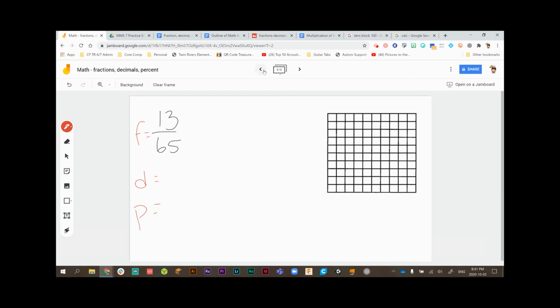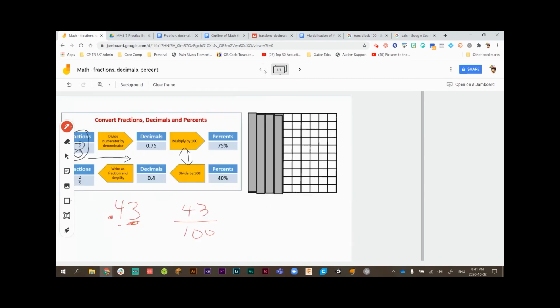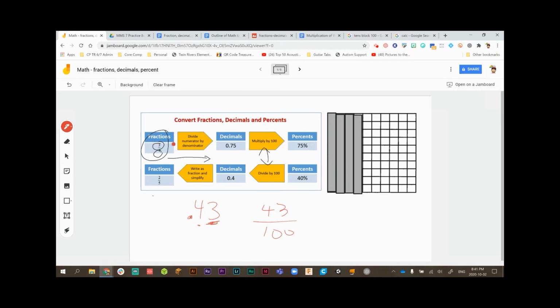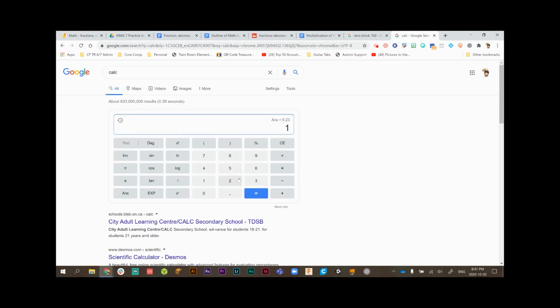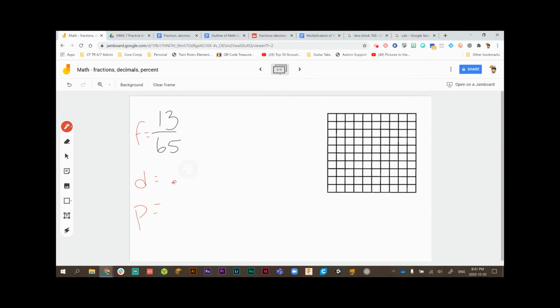So I'm going to go back to slide 1. I have a fraction. I need to find decimal and percent. So here I have a fraction. How do I find a decimal? Divide the numerator by the denominator. Once I get the decimal, I'm going to multiply by 100. So I'm going to go to my calculator. 13 divided by 65 gives me 0.2. Now my percent, I would multiply that by 100, and that is 20%.